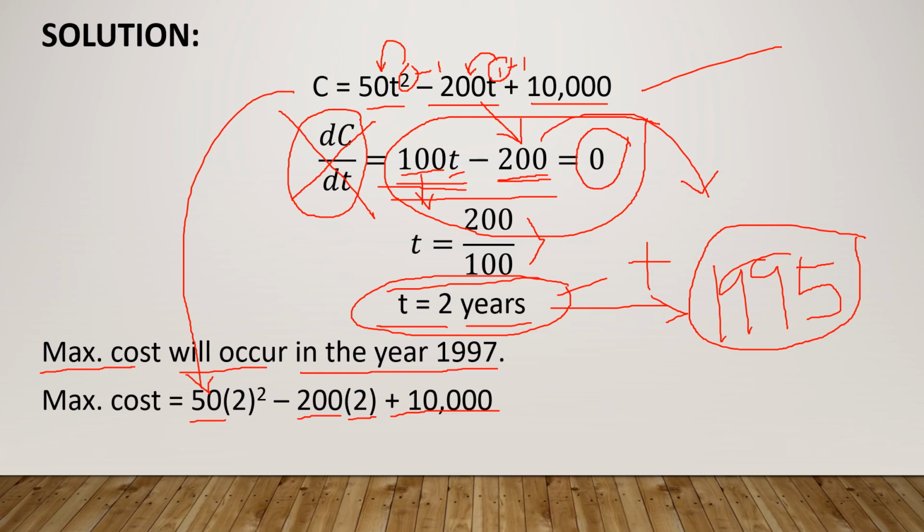We just simply assume that this 10,000 is equal to 0 only when we take the derivative. So we're just dealing with that concept. Once we're asked to find the value of the derivative of the cost equation, for us to find the value of t in terms of years, for us to have a numerical value for t.